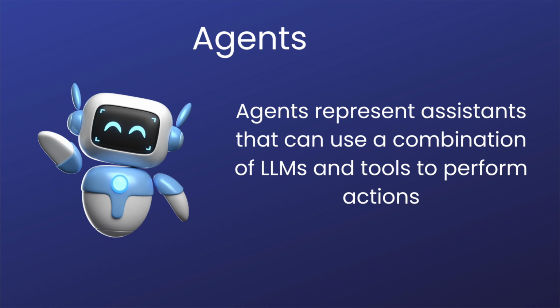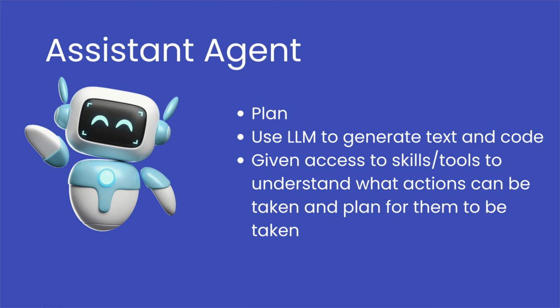First, we have agents. Agents are large language model powered assistants. They perform specialized tasks. In Autogen, there are two main agents that come built in. One is the assistant agent. The assistant agent is responsible for using large language models like GPT-4 to perform actions like coding, generating text from the LLM, stuff like that, right?